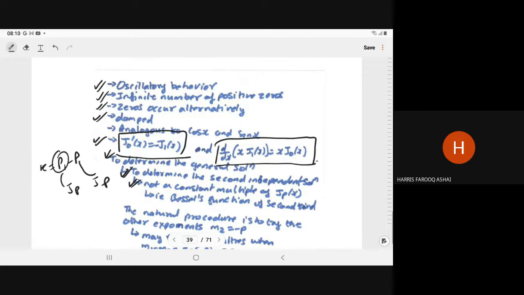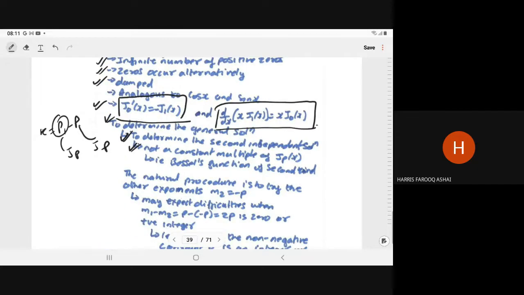So now we have to determine the Bessel function of the second kind. For determining the general solution, we have to determine the second linearly independent solution, and that second linearly independent solution we term a Bessel function of the second kind. So now, the natural procedure is to try the other exponent, m2 equal to minus p. So naturally you always put k equal to minus p. In general, it works.